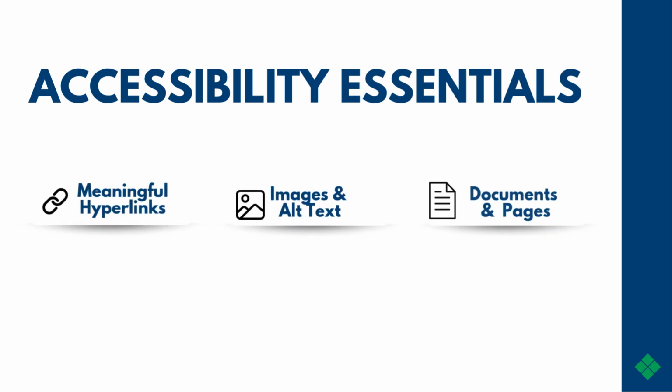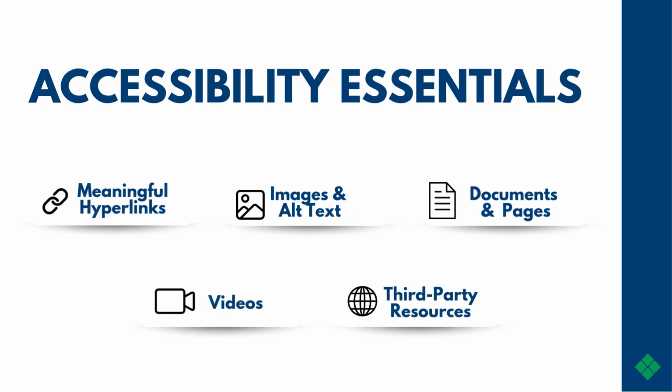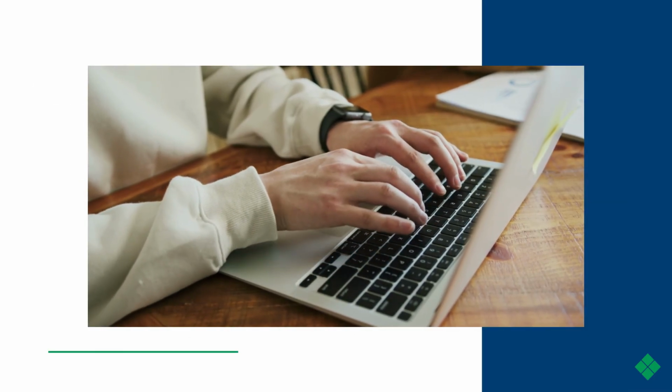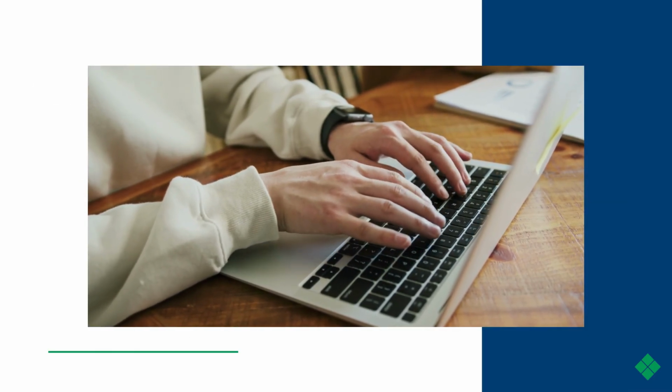Accessibility does not need to be overwhelming. The accessibility essentials give you a clear, manageable way to start. Meaningful hyperlinks, alt text, properly formatted documents and pages, accurate video captions, and accessible third-party resources. Every change you make, no matter how small, removes a barrier for a student. And when we build materials with all students in mind from the beginning, we spend less time fixing problems later.